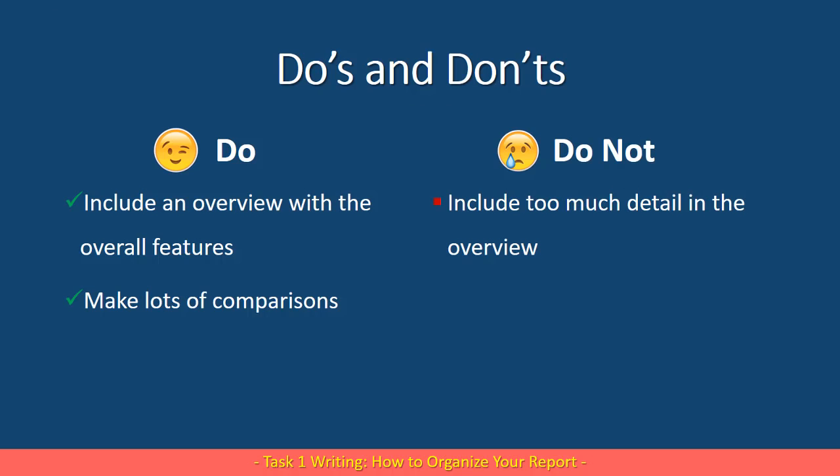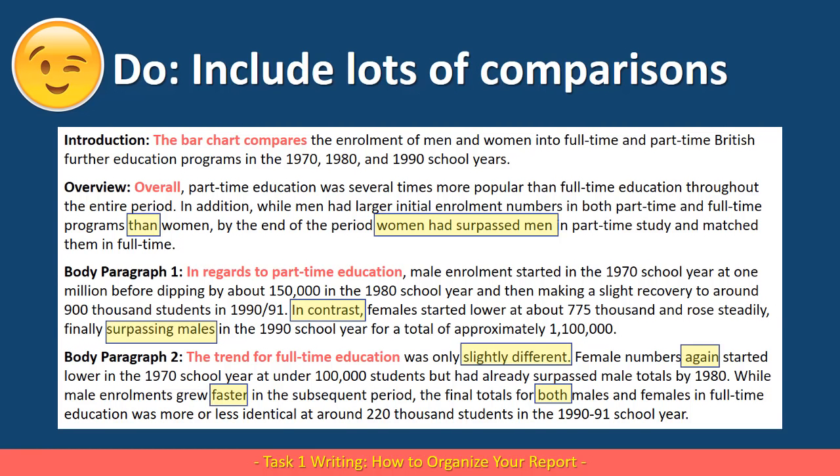All right, next one. Do make lots of comparisons. This is part of the instructions for writing task 1. Make sure you make a lot of comparisons. Take a look at the example from before. In the yellow highlighted areas, you can see different sentences that have comparisons. We have than, we have women had surpassed men, in contrast, surpassing males, slightly different, again, faster, both. These are all adding comparisons into this writing. Okay, so include lots of comparisons in your task 1 writing.